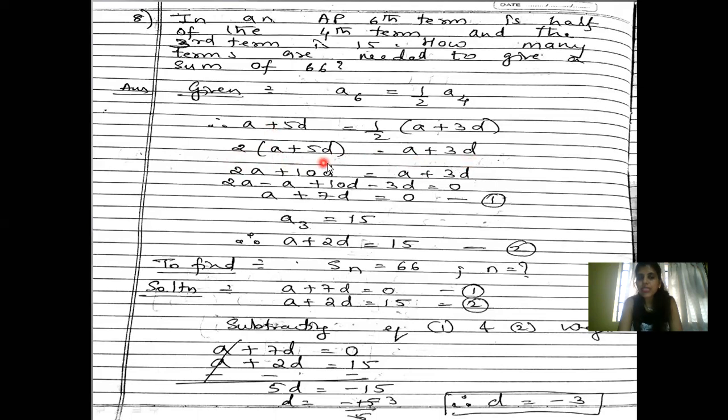Now we multiply this 2 inside. So we open the bracket, 2a plus 10d we got. We take this a to the left side. So we got 2a minus a as a, 10d minus 3d as 7d. So we got a plus 7d is equal to 0.